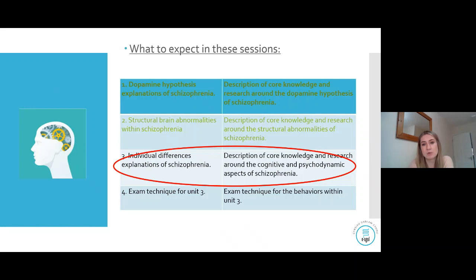I'm going to do some example answers and we're going to work through them. Why are they good? Why are they not so good? Where have they gained their marks? And I'm going to focus those on the elements that we've looked at. So dopamine hypothesis, structural brain abnormalities, and those 2 individual differences. So if you want to see an example of an essay question on structural brain abnormalities or the dopamine hypothesis, they will be in session 4, the exam technique for Unit 3.